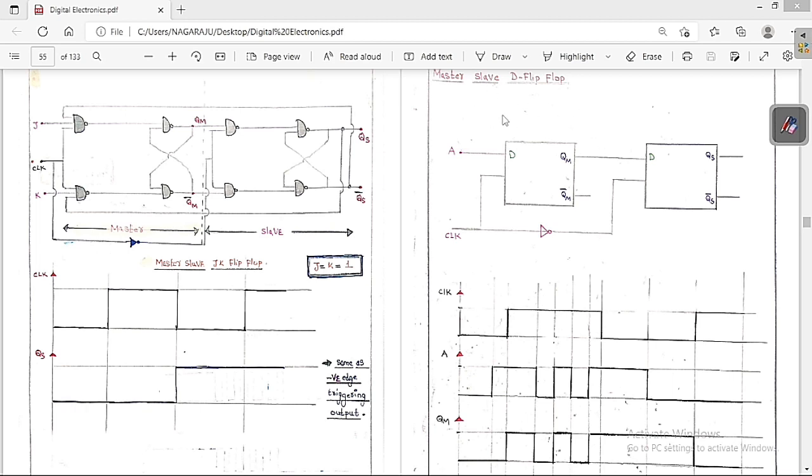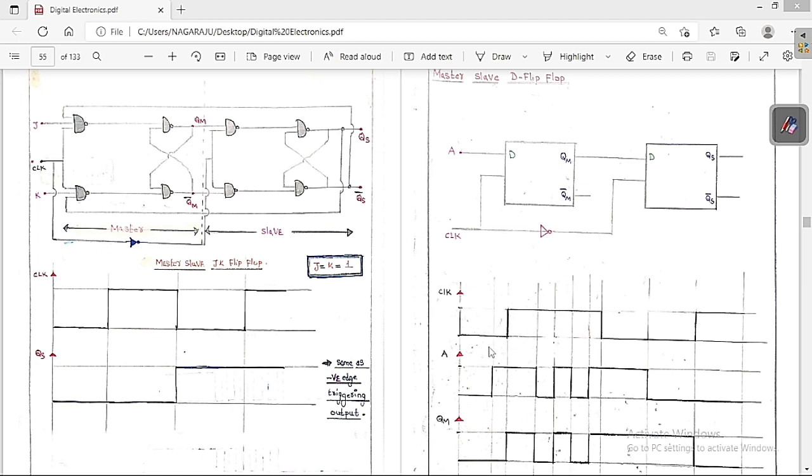Now we will discuss the master slave D flip-flop. Whereas this is called the master slave JK flip-flop, this is the master slave D flip-flop. You can see clearly this is the master and this is the slave. The master is a D flip-flop and the slave is a D flip-flop. So it is D, QM, QM bar, D, QS, QS bar. This is the clock signal and we have to keep a NOT gate here. So it is going to perform like this. So this is the input gate.